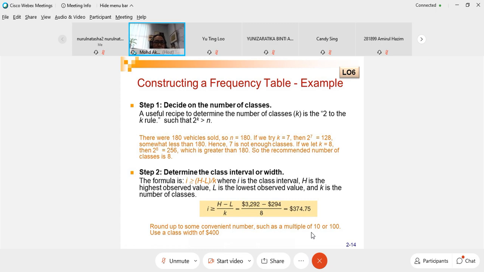Now, there are 180 vehicles sold, so n equals 180. The total number of cars we sold is 180, and from this we want to determine how many classes there are. We use this formula: 2 power by k should be more than n. Here n is 180. We try k equal to 7 first. Then 2 power by 7 is equal to 128. Try using a calculator, 2 to the power of 7, and you will get 128.